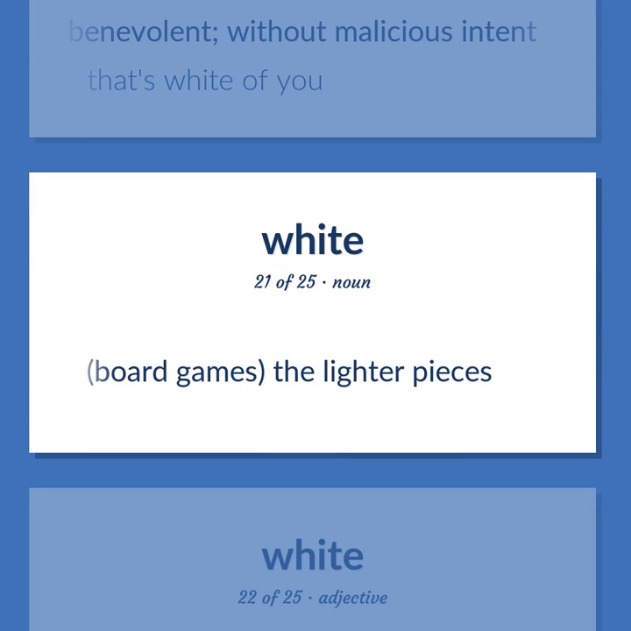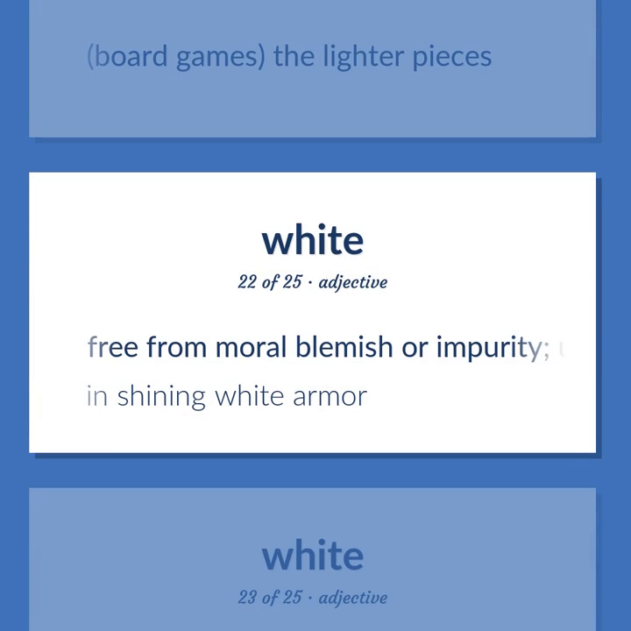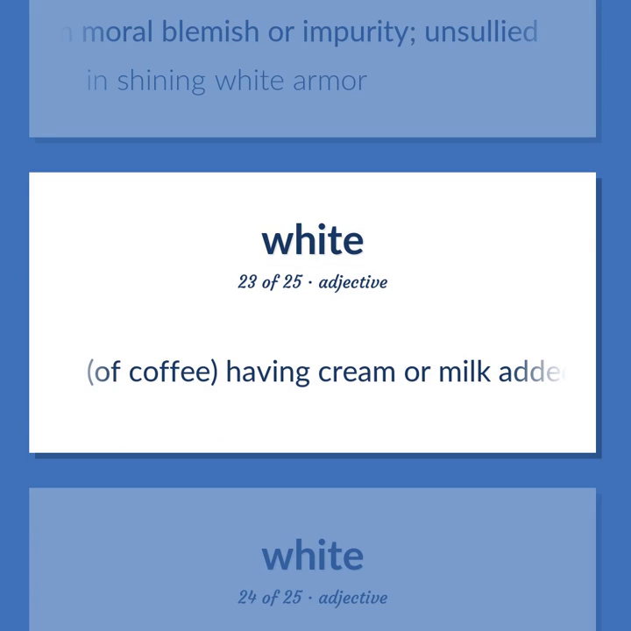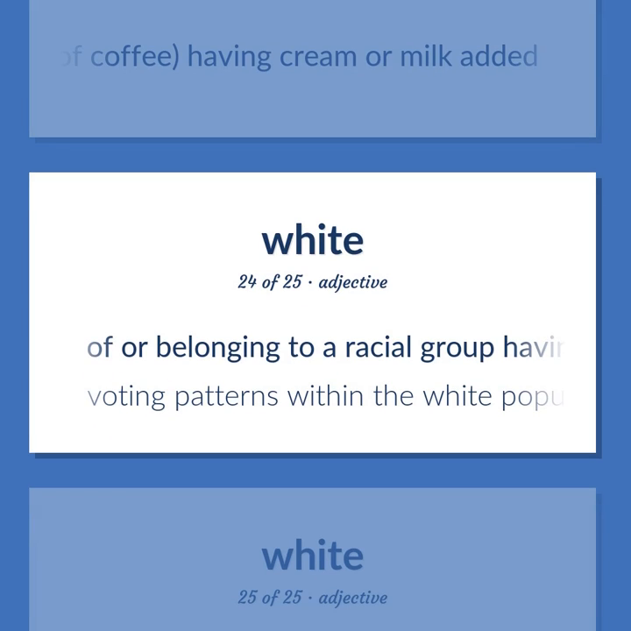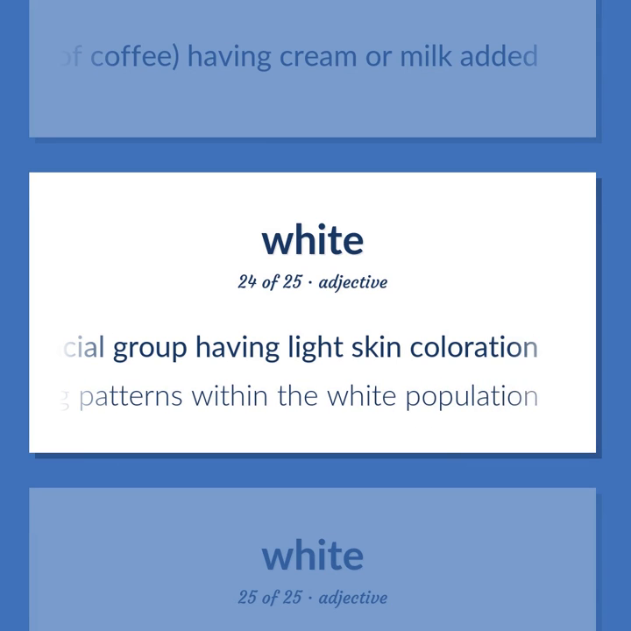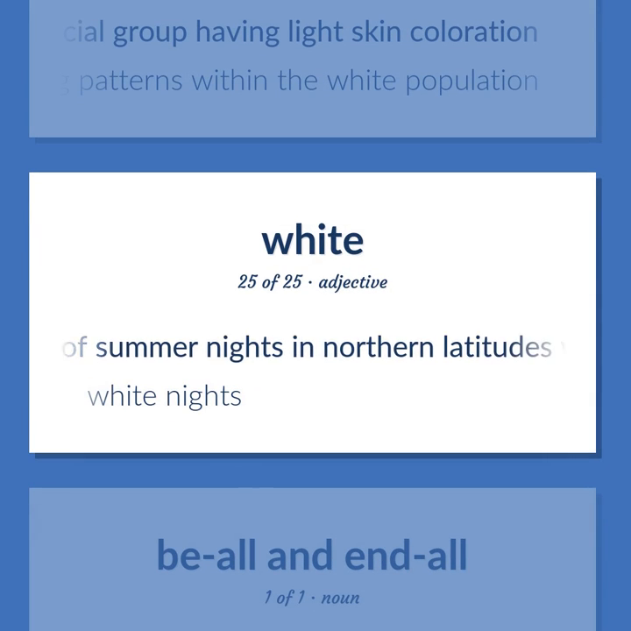Board games, the lighter pieces. Free from moral blemish or impurity, unsullied. In shining white armor. Of coffee, having cream or milk added. Of or belonging to a racial group having light skin coloration. Voting patterns within the white population. Of summer nights in northern latitudes where the sun barely sets. White nights.